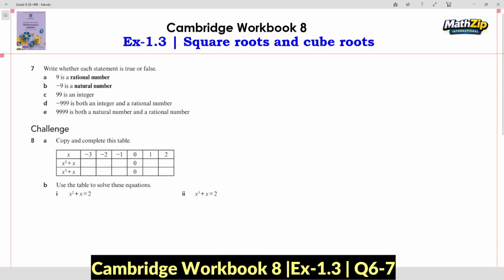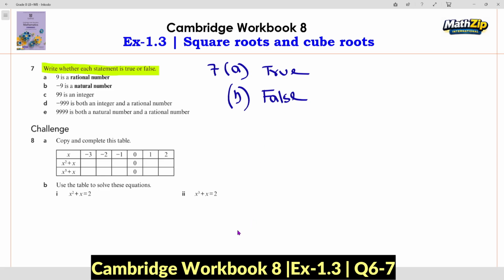Question 7 is very important. Write whether each statement is true or false. First one, 9 is a rational number. It's true. 7b, minus 9 is a natural number. It's false. Why false? Because natural numbers exclude 0; they are 1, 2, 3, 4, like this. So what is minus 9? Minus 9 is an integer.